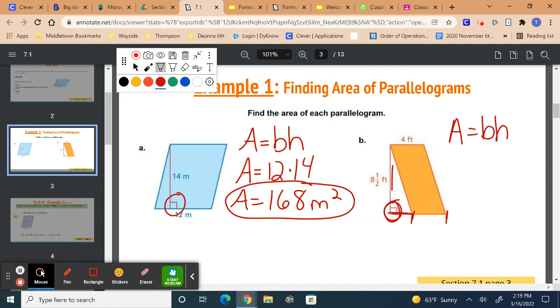Anyone know what this is called when you have two lines that are like this, they're straight? Parallel. Very good. So these are parallel. So if this is 4 feet, what's our base? 4 feet, right? Okay, what's our height of our parallelogram? Thomas? 8.5. Very good. So we're going to write area equals, our base is 4 times 8.5.